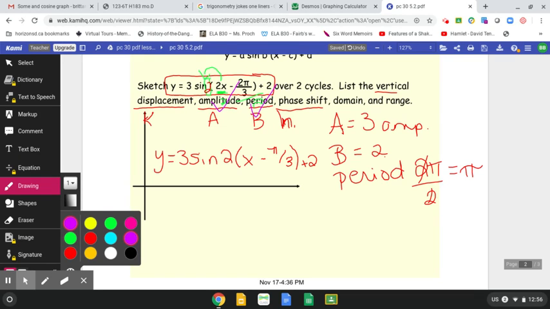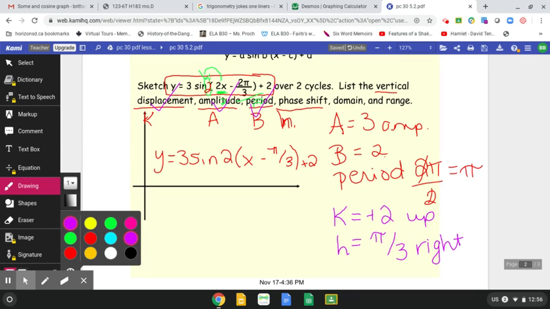Now we need to list the vertical displacement and the phase shift. So do I know what K is? K is positive 2, which means it goes up 2 units. Good. And then, so I'm done that one. Phase shift. Phase shift is your H value. So here H equals, switch your sign. So it's positive pi over 3 to the right. Okay, that looks pretty good.